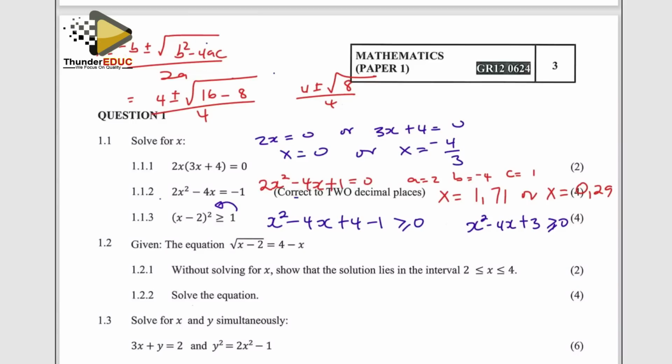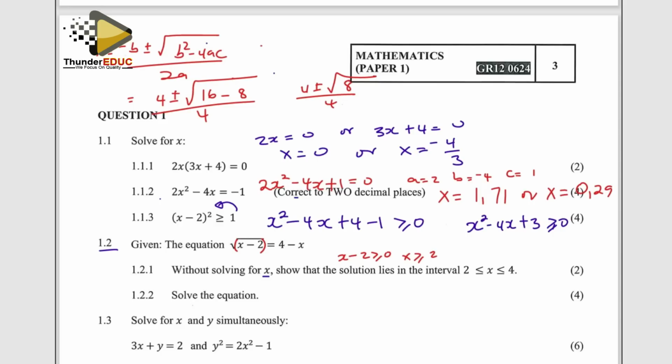Okay, then 1.2 is telling us that the equation root of x minus 2 is equal to 4 minus x. Without solving for x, show that the solution lies within this interval. So for the solution to lie within this interval, we just need to focus on the domain. Let's say the root, whatever is inside the root sign, this discriminant. For this to exist, all of it must be greater or equal to 0. In other words, we don't expect a negative answer under the root sign. So our x is greater or equal to 2.